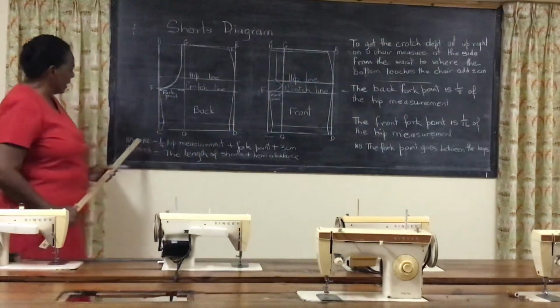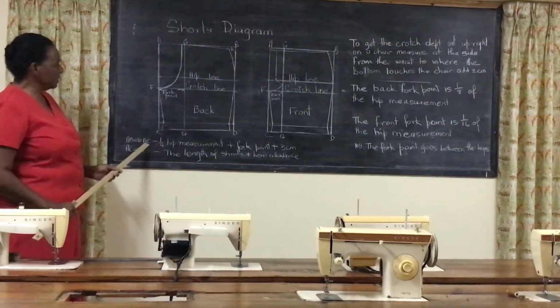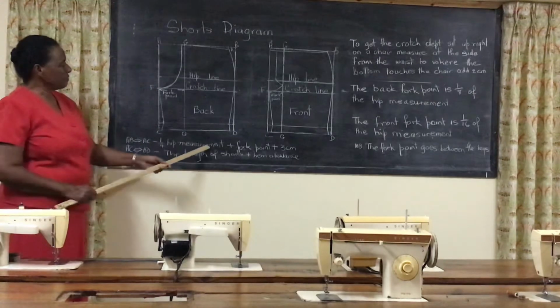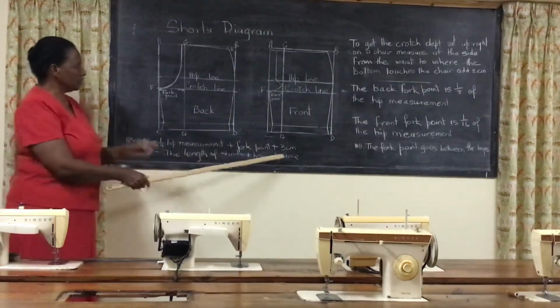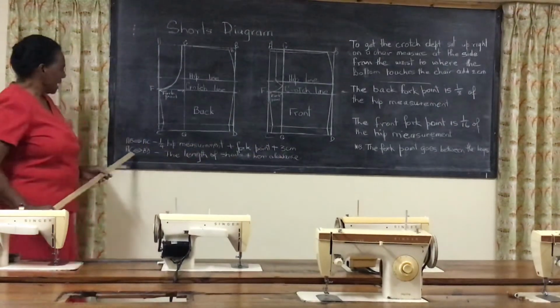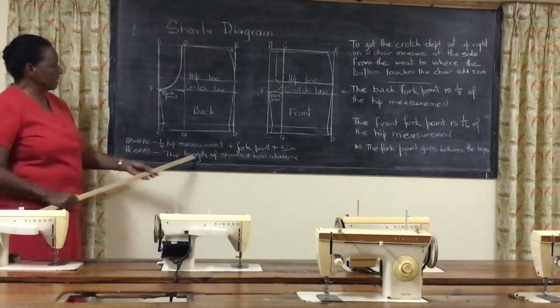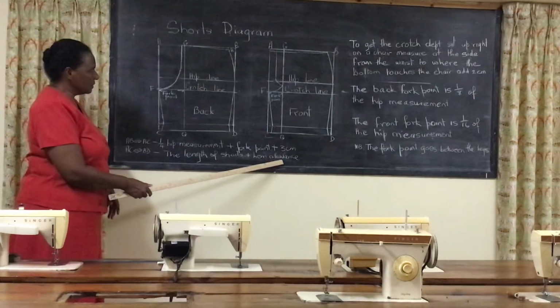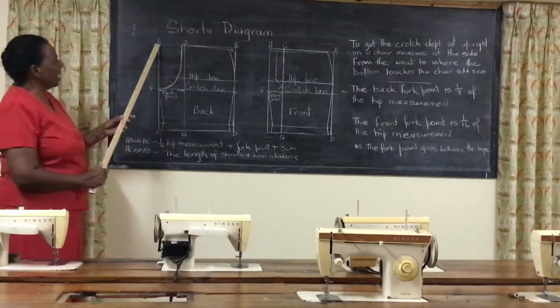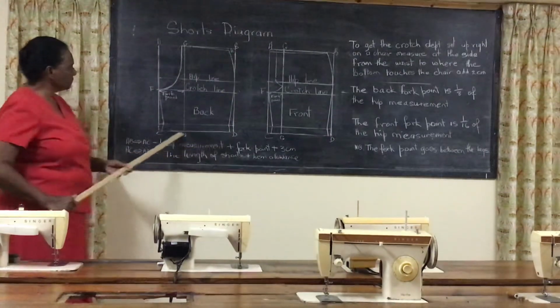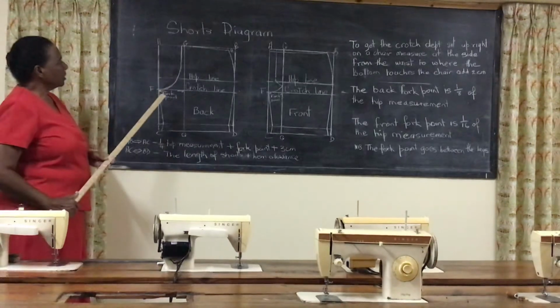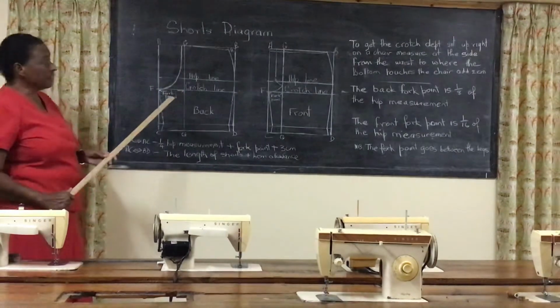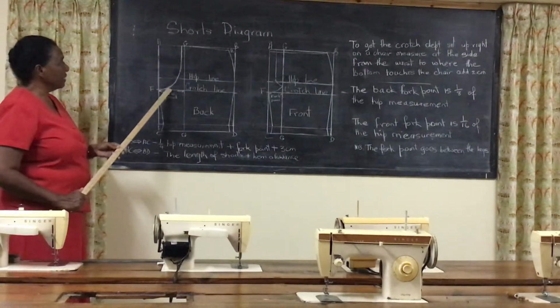So over here I have AC is quarter of the measurement plus the 4 point plus 3 centimeters, and ACBD is the length of your shorts plus the hem allowance. Okay, so we have your rectangle. We're going to put in the construction lines, and these are your hip and your crotch line.